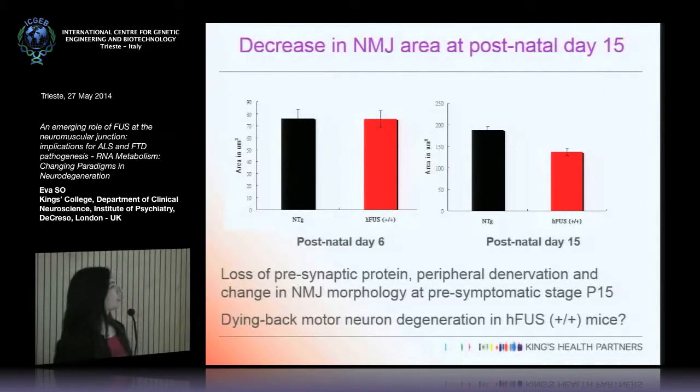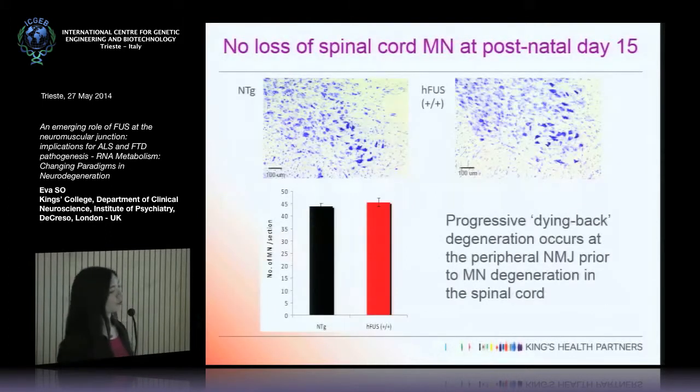So at this point, it is very crucial to find out whether at this stage, there are any changes in the spinal cord. So I did some cresyl violet staining of the spinal cord in these mice at postnatal day 15. And as you can see here, between the non-transgenic and the homozygous mice, there is actually no difference. So I didn't see any loss of spinal cord motor neurons at this stage.